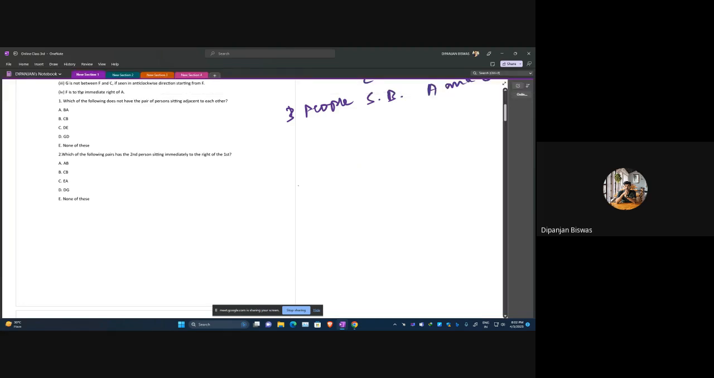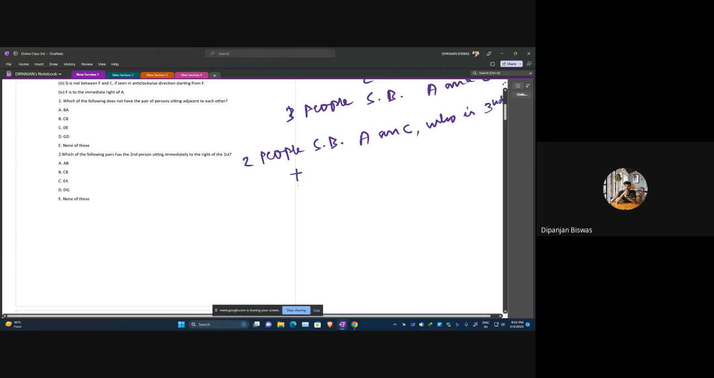Next thing. Suppose you are given a statement: two people sitting between A and C, who is third to the left of B.